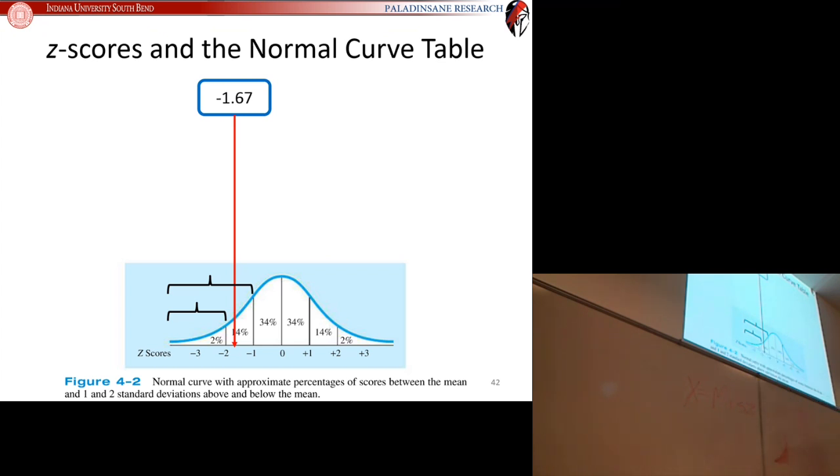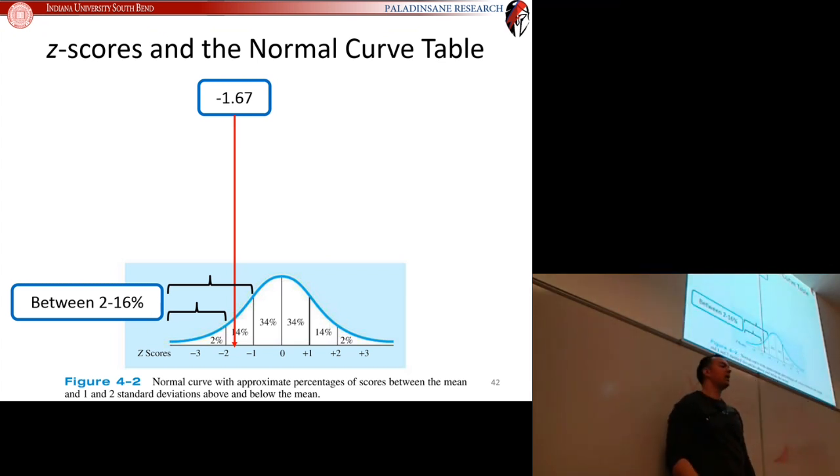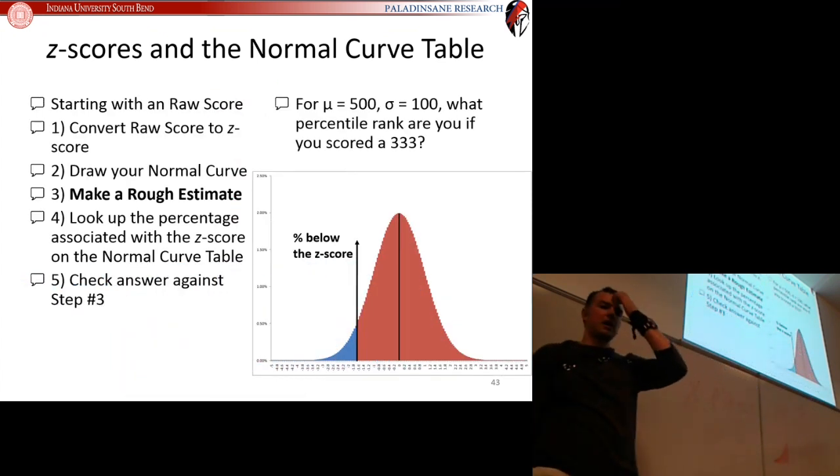So we use this figure to make a rough estimate to let us know that whatever our final answer is, it has to be between 2% and 16%. It has to be somewhere in that range, and that's what your rough estimate will give you. It's not going to give you the exact answer, but it will let you know that when we look it up in the table, it's got to be more than 2 and less than 14 plus 2, or 16%. All right, so we have our rough estimate.